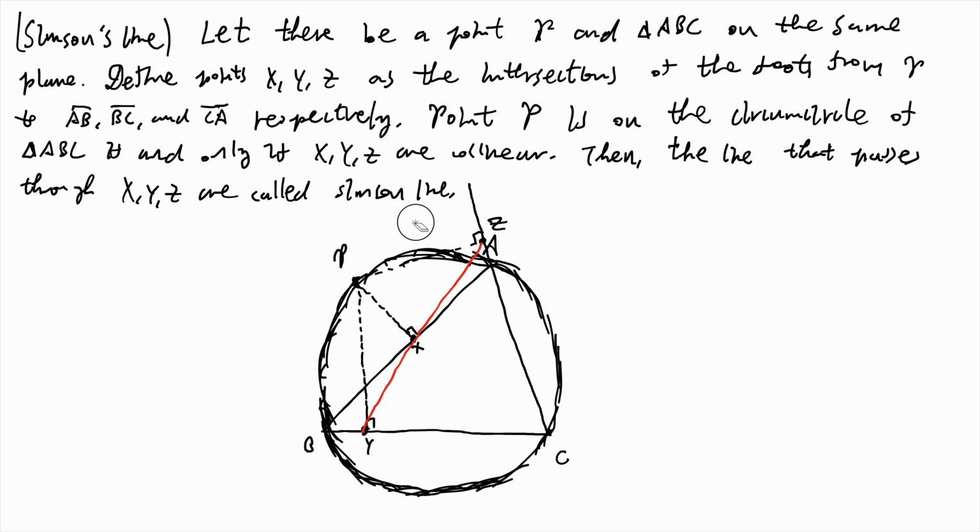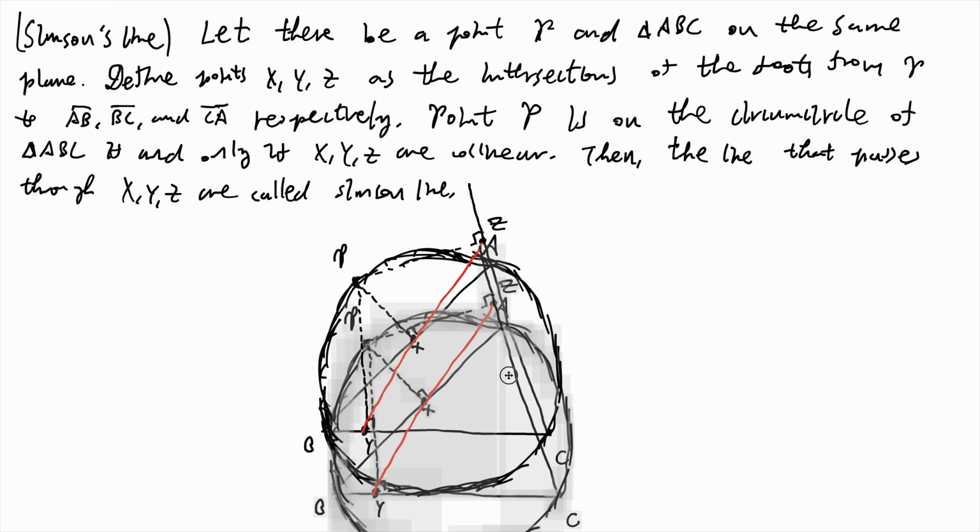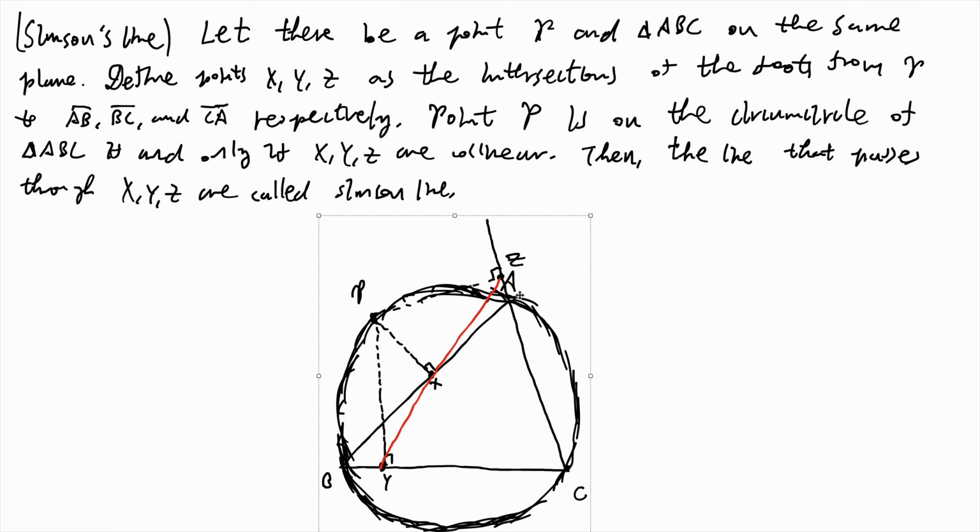Okay, let me quickly check that. Let there be a point P and triangle ABC on the same plane. Define points X, Y, Z as the intersections of the feet of the perpendiculars from P to line AB, BC, and CA respectively. Point P is on the circumcircle of ABC if and only if X, Y, Z are collinear. Then the line that passes through X, Y, Z is called Simpson's line.